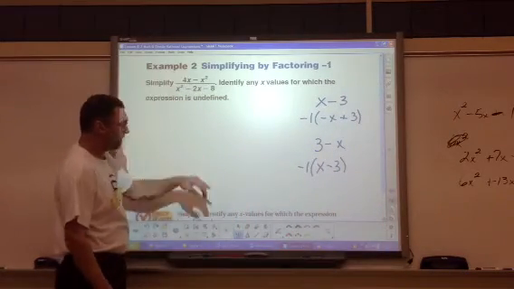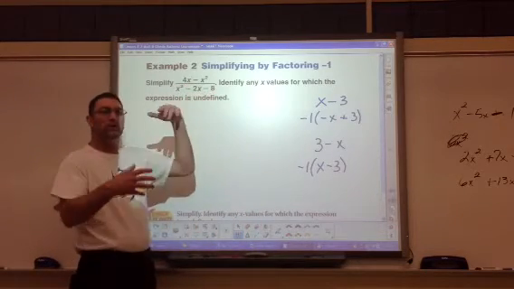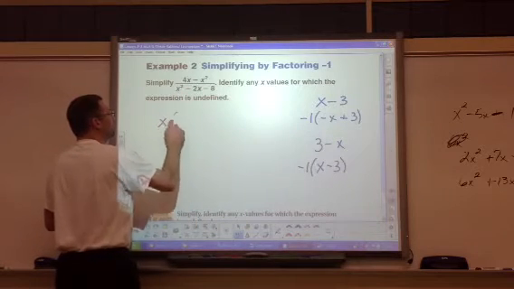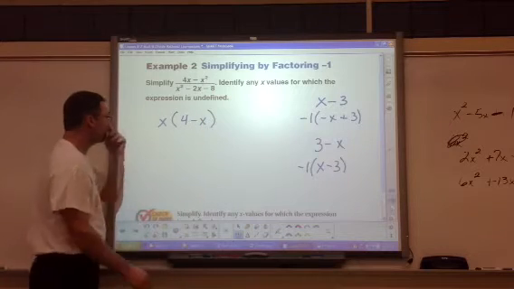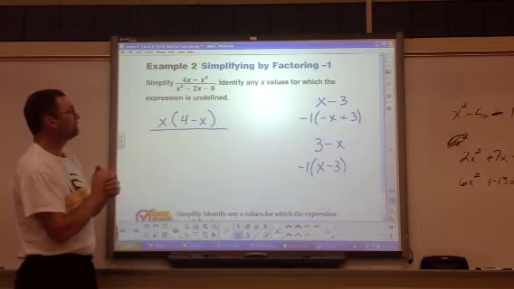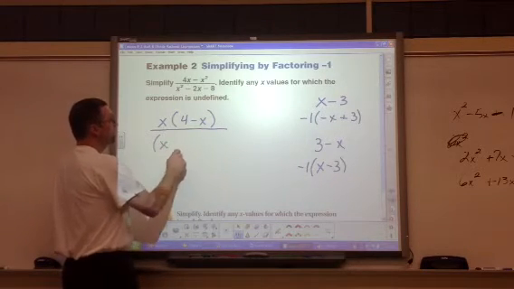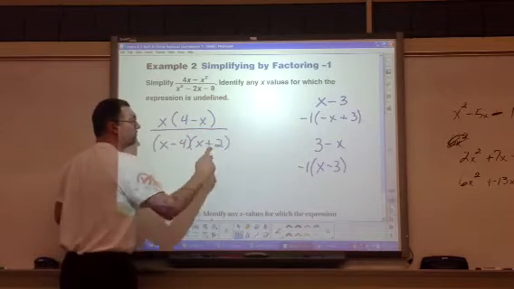So in the numerator, we're going to factor out the greatest common factor. There's only 2 terms here. So the first thing I want to look for is the greatest common factor. They both have an x, so I'll take out x, and I'm left with 4 minus x. In the denominator, x squared minus 2x minus 8. I can factor that. We have x minus 4 and x plus 2.